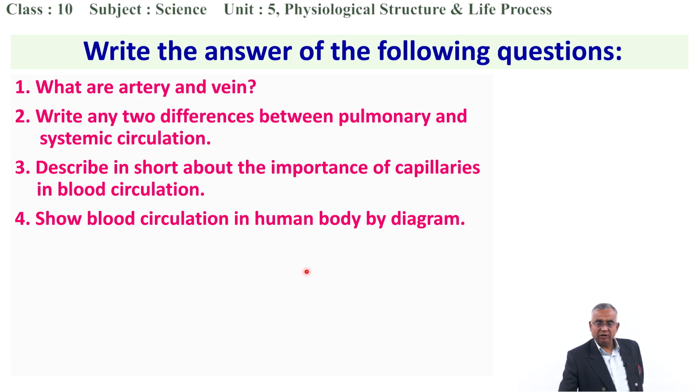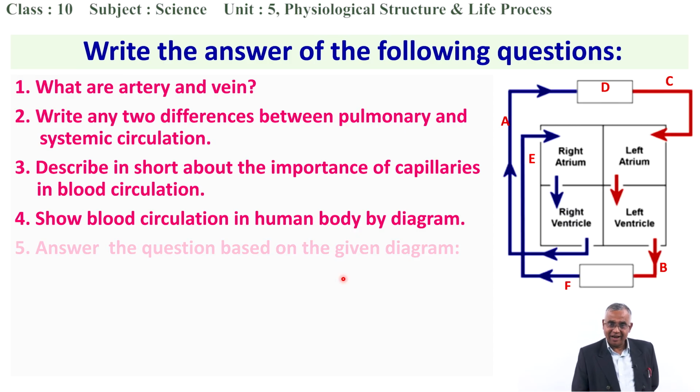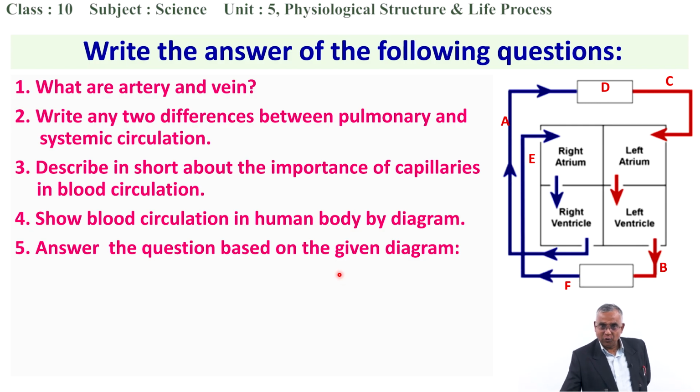Then blood circulation in the human body by diagram. For that, a very simple diagram can also be given. So one diagram will be displayed here. Look here, heart. This type of diagram is also used as a symbolic diagram. Answer the questions based on the given diagram. Here right atrium, right ventricle, left ventricle. Atrium, auricle, same thing. And here are valves through which blood is passing down. Arrows are shown. There are different blood vessels shown.